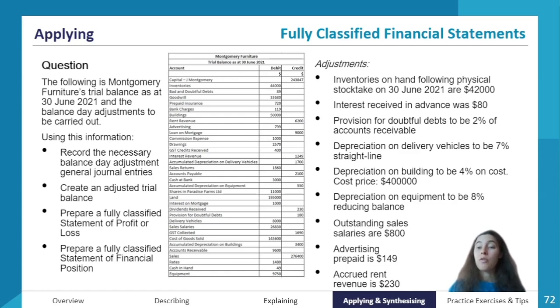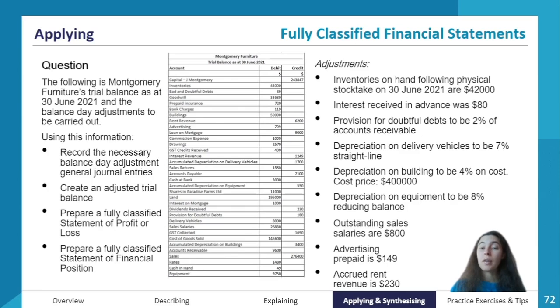Interest received in advance was $80, so we're receiving interest in advance. So that means that it's a revenue, but we haven't earned it yet. So an unearned revenue of $80. Provision for doubtful debts is to be 2% of accounts receivable. We've got our different depreciation on different assets.